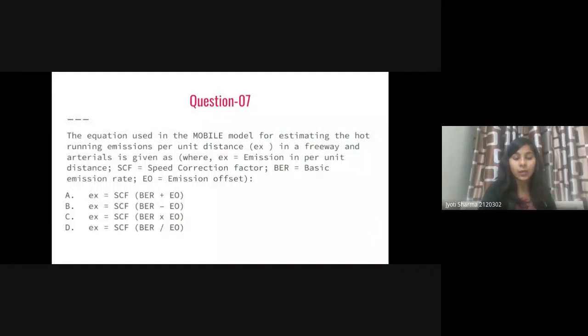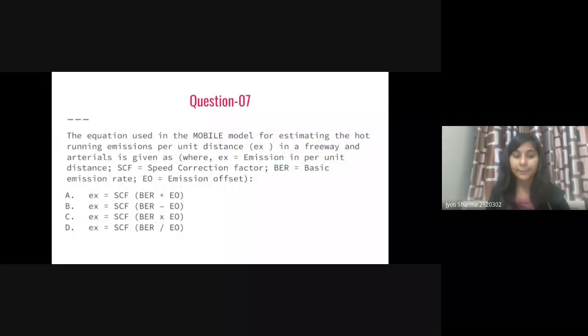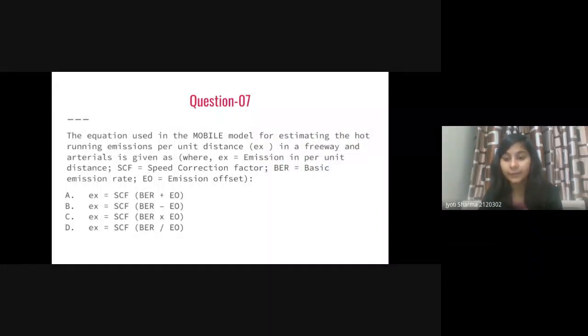Okay, the next question is, there is one model, the name of that model is MOBILE, where we have some formula, and this formula is the hot running emission per unit distance. So you have to tell me which formula is correct, A, B, C, D. Can you guess which formula is correct? Okay, so A answer is right.